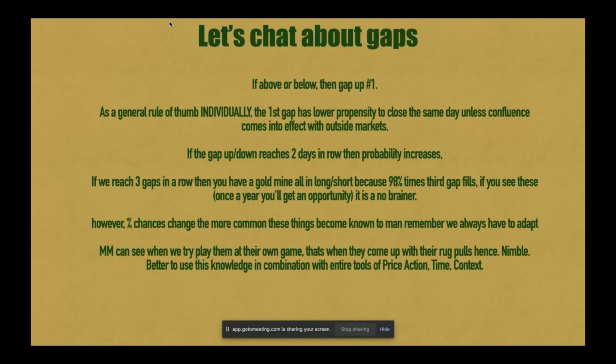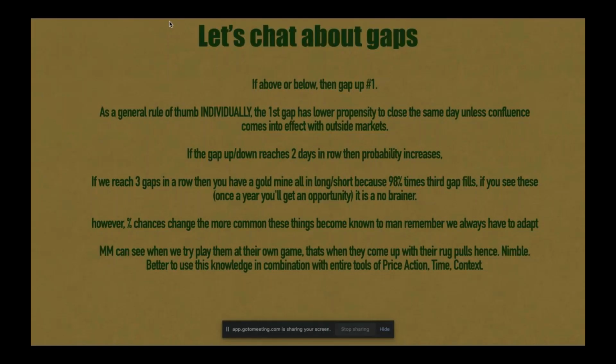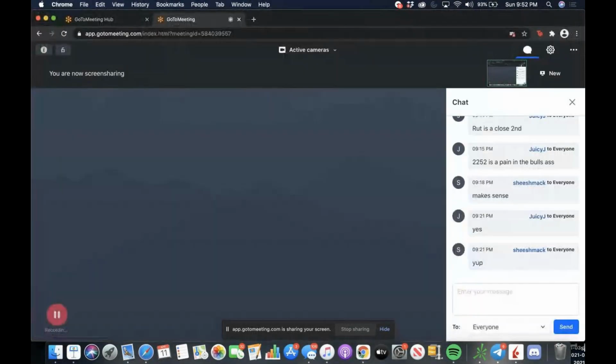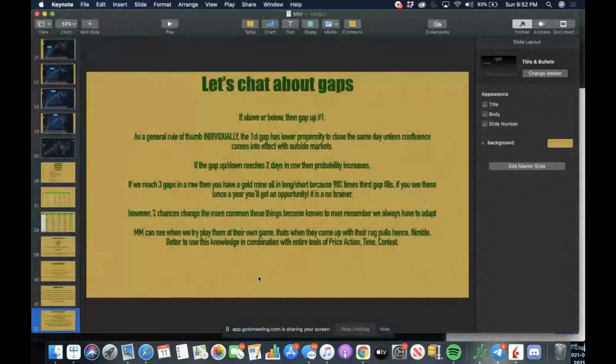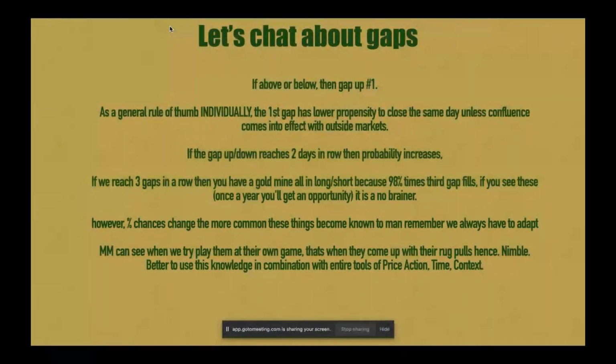I say that because when you read this and you read the fact that if we're above or below, then we create one gap, of course, right? And as a general rule of thumb, obviously we're not going to fill that first gap. Why? Tell me why we will not normally fill that first gap. Someone quickly. Does anyone know why we would not normally fill that first gap?